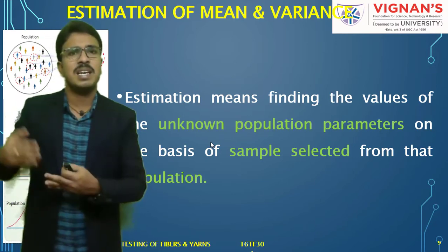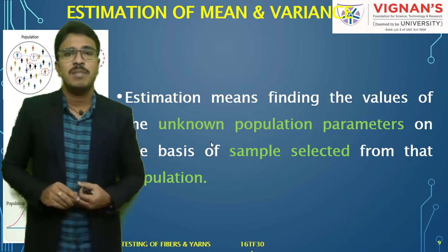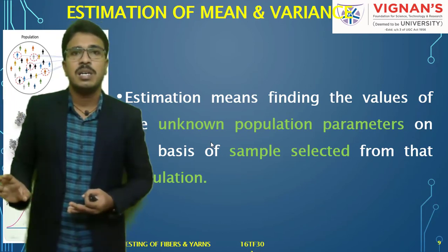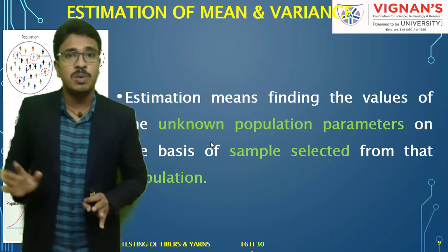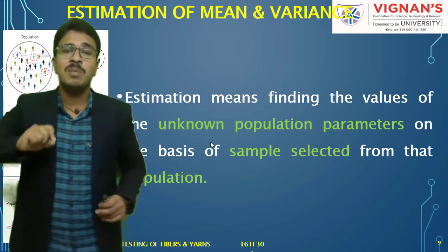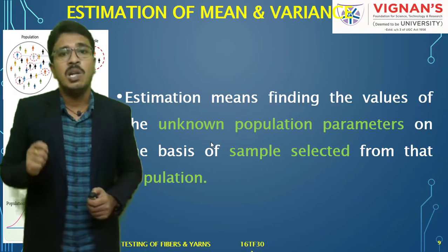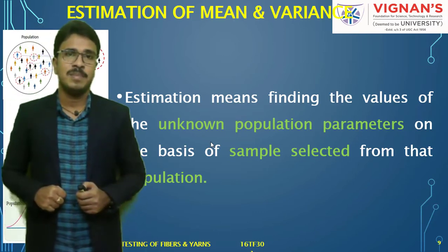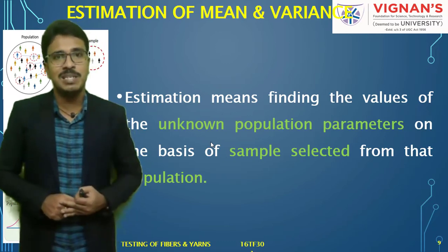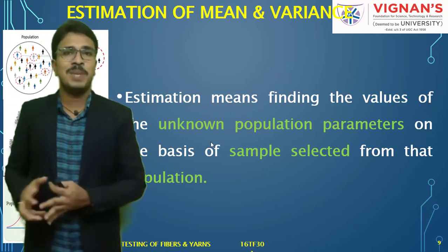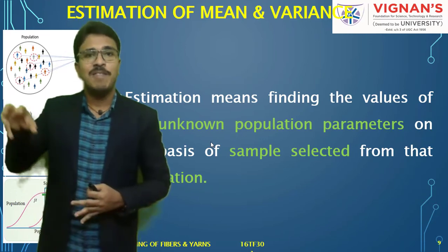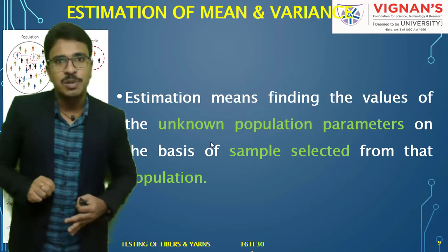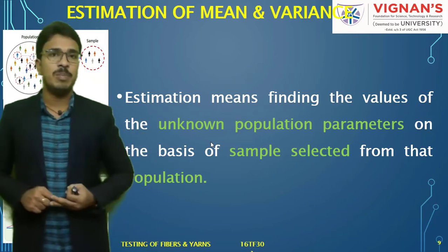Variance in, say for example, strength results. If you want to know the strength results of the entire population, which you don't know, that is called the unknown population parameters, on the basis of a sample selected from that population. Understand? I hope you understand this concept. Estimation means finding out the values of the unknown population parameters on the basis of a sample selected from that population.